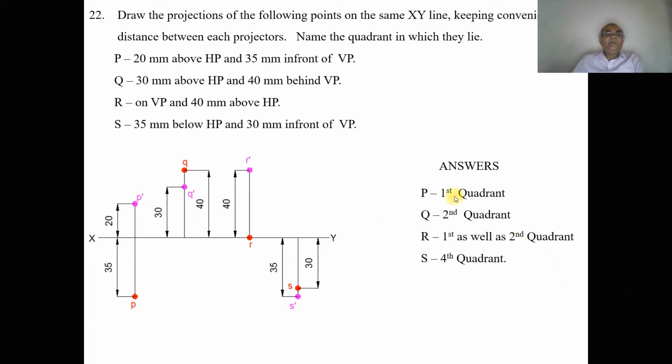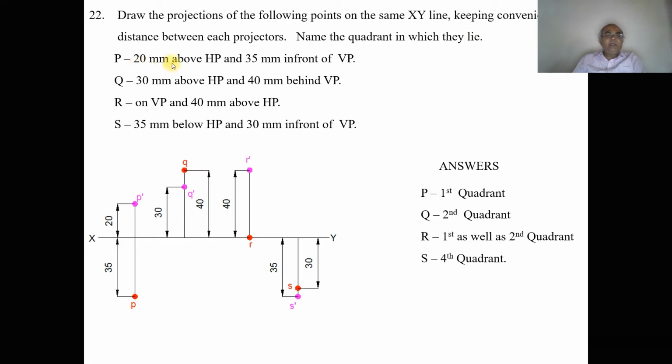Now, continuing from the combination of quadrants, we're going to take up one more problem, how to analyze and how to do it in AutoCAD software. So first, draw the projections of the following points on the same XY line, keeping convenient distance between each projector, and name the quadrants in which they lie.